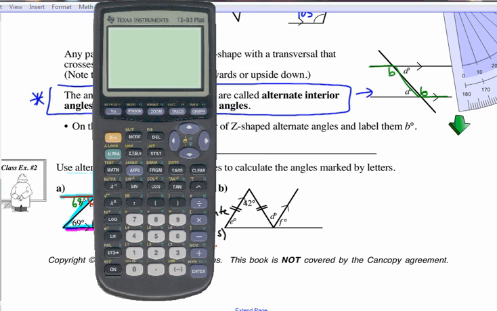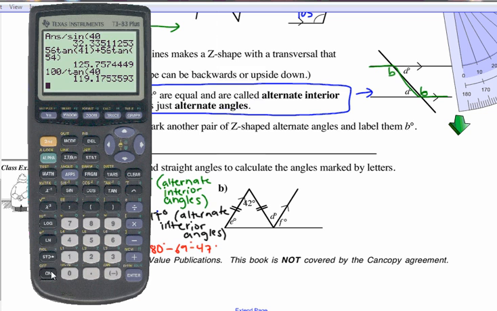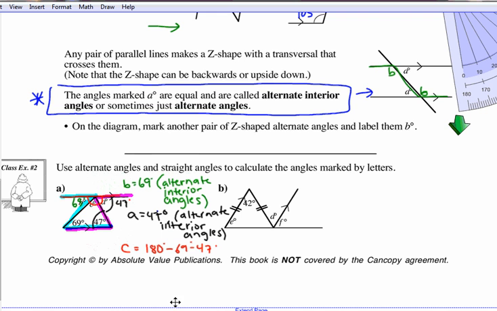So grabbing your calculator, 180 minus 69 minus 47, and that gives us 64 degrees. 64 degrees. There you go. And why is that? Reason again: straight angle.